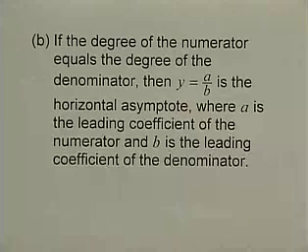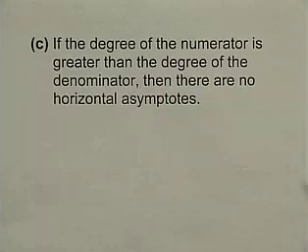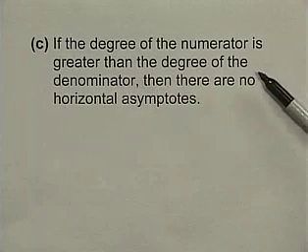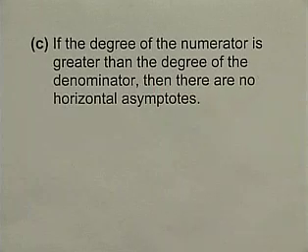If the degree of the numerator equals the degree of the denominator, then y equals a over b is the horizontal asymptote, where a is the leading coefficient of the numerator and b is the leading coefficient of the denominator. And then C. If the degree of the numerator is greater than the degree of the denominator, then there are no horizontal asymptotes. So let's take a look at a couple of equations.